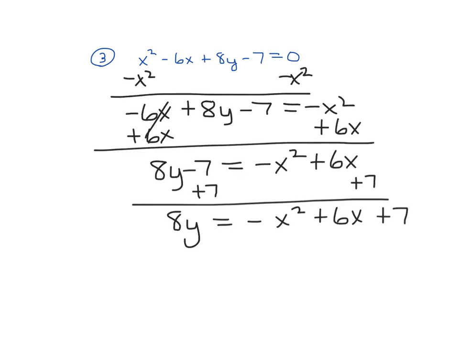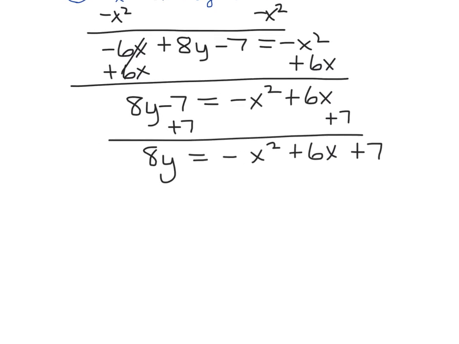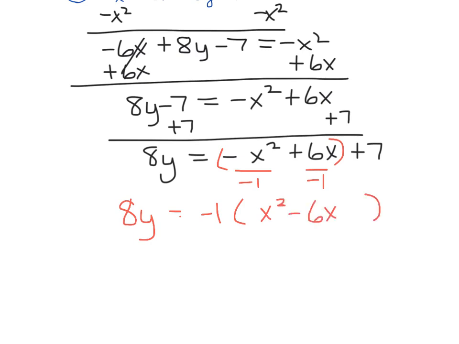All right. Now, next thing I want to do is make sure that the squared variable is grouped together. Remember, the coefficient in front of that squared term needs to be a 1, so I'm going to divide everything by negative 1. So now I have 8y is equal to negative 1 times x squared minus 6x, blank space, and then the constant.